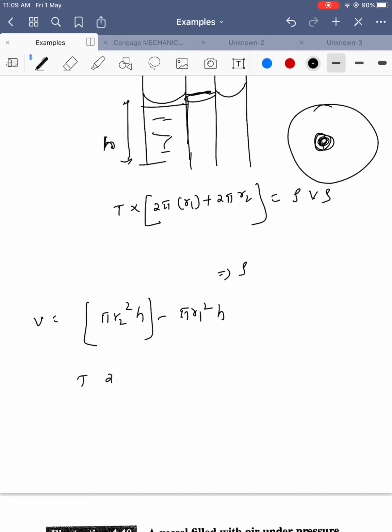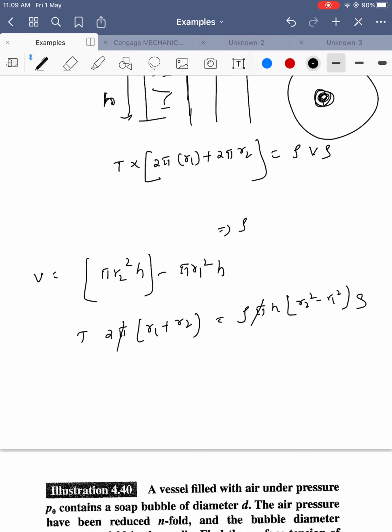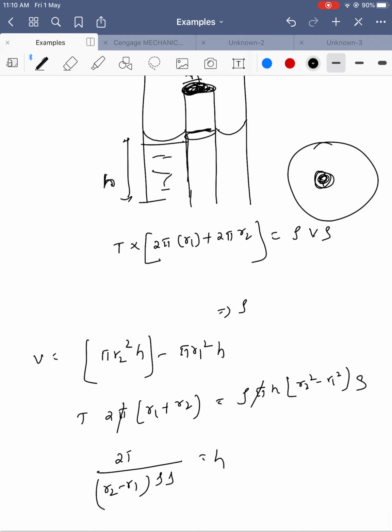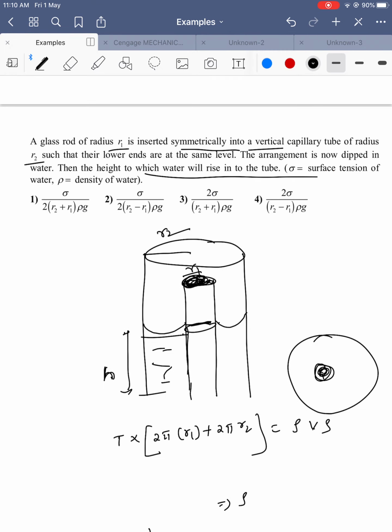So T into 2 pi into R1 plus R2 is equal to rho into pi into h into R2 square minus R1 square into g. Now R1 plus R2 gets cancelled and pi gets cancelled, and 2T by R2 minus R1 rho g is nothing but h. Okay, so h is equal to 2T by rho g into R2 minus R1. We can see the problems in the next video. Thank you.